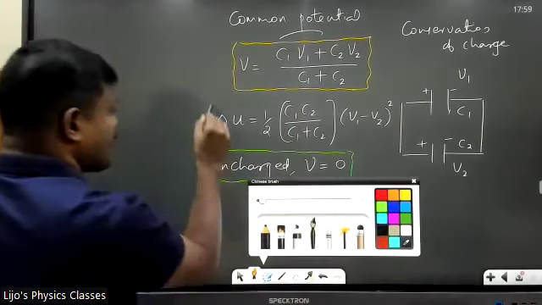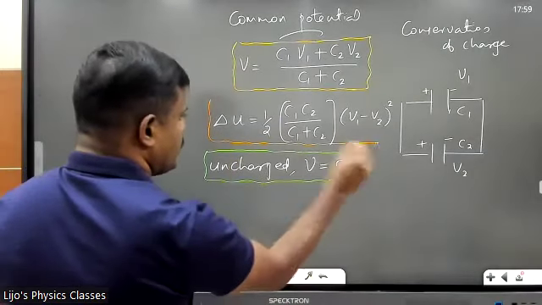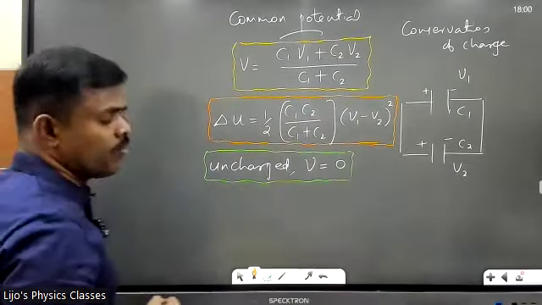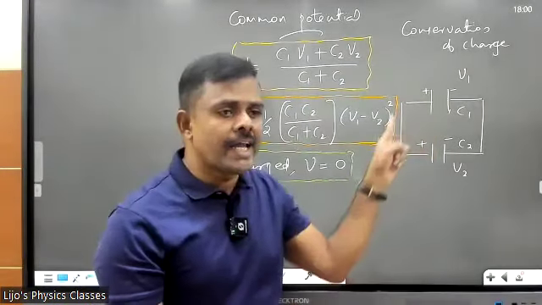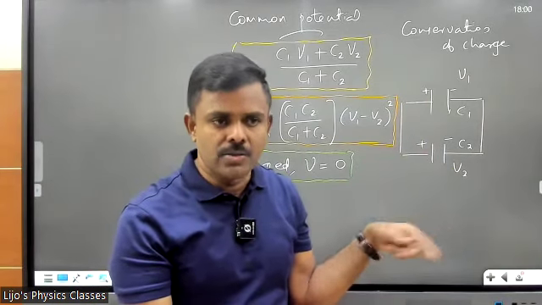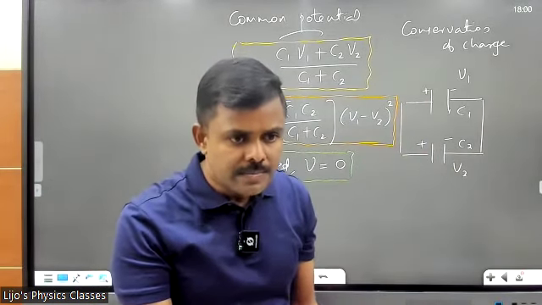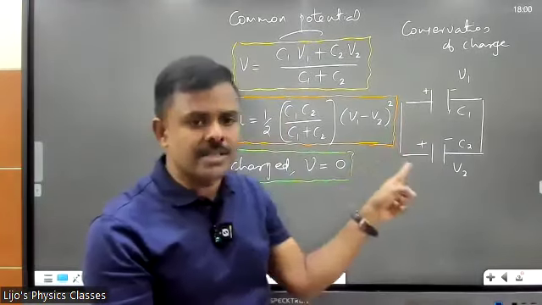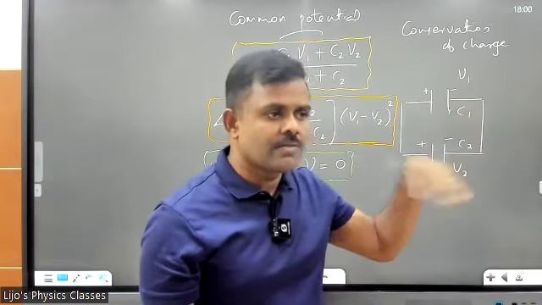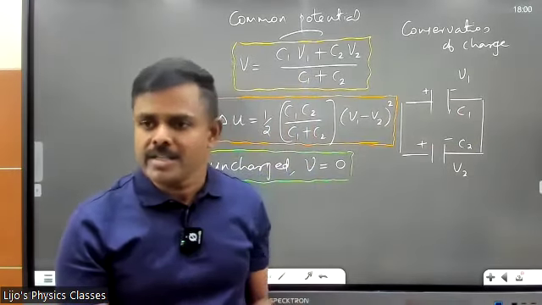And secondly, when you do this, tell me what's happening. Energy is being lost. Why? Because the wires have flowing charges, right? Joule's law will act. There is resistance on the wire. This wire has resistance, no? So the wire gets heated up. So how much energy is lost?